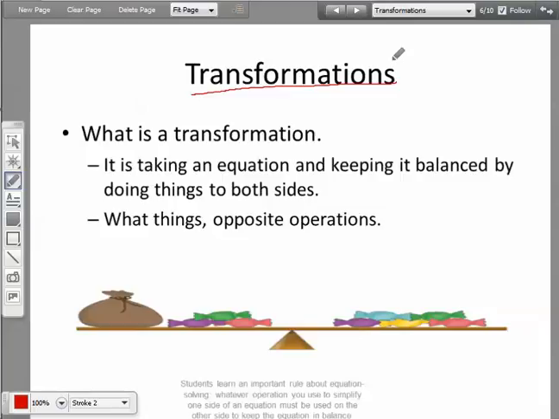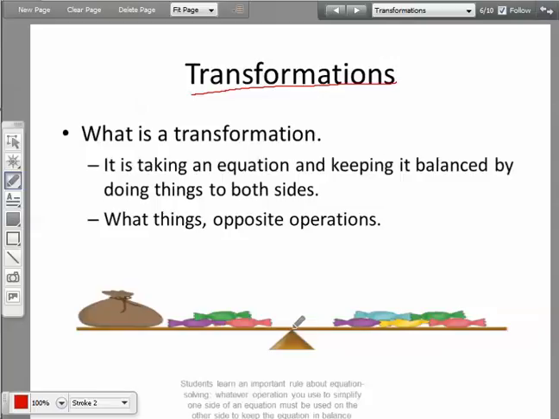So, one of the things that you're going to hear me talk about is transforming an equation. What are we talking about when we're talking about transforming an equation? Transforming an equation is, you've seen me do it a few times already, doing the opposite operation to both sides of an equation. Think of it this way.